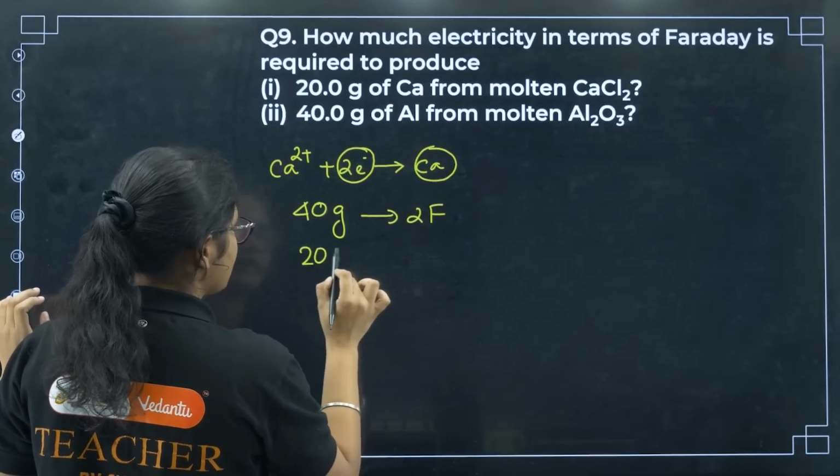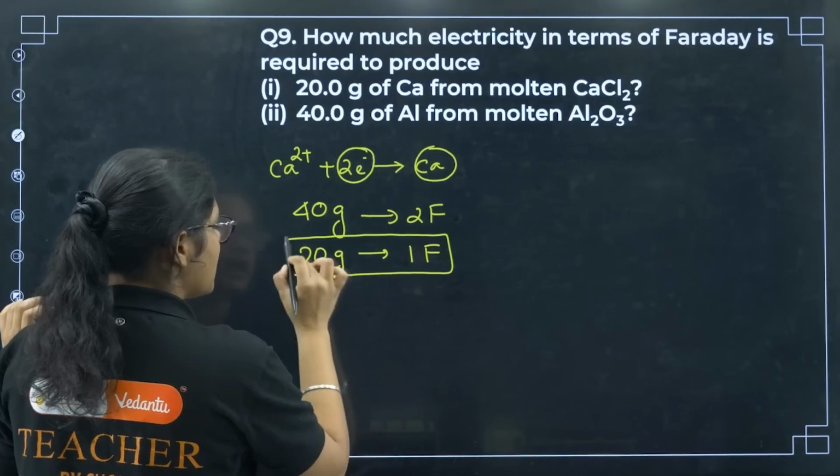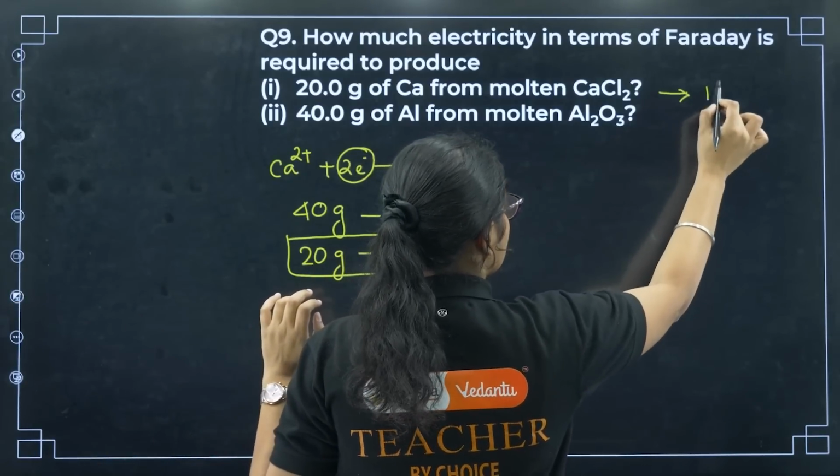So if I have 20 gram, that means half. So it will be deposited by 1 Faraday, right? So the answer for the first one will be 1 Faraday.